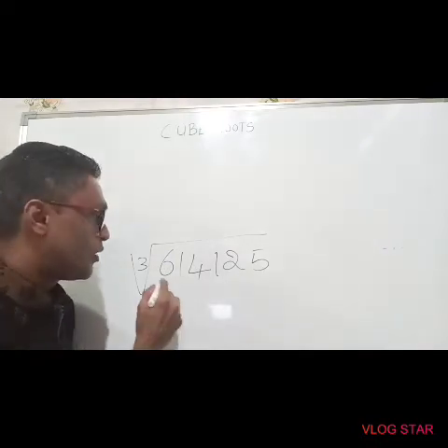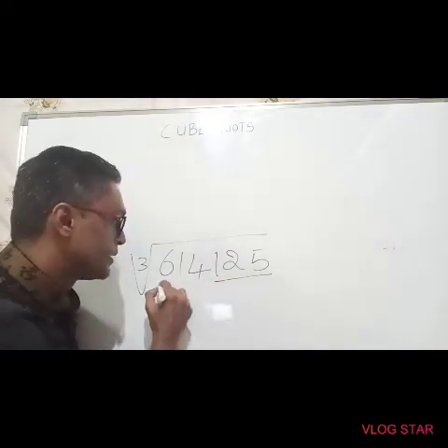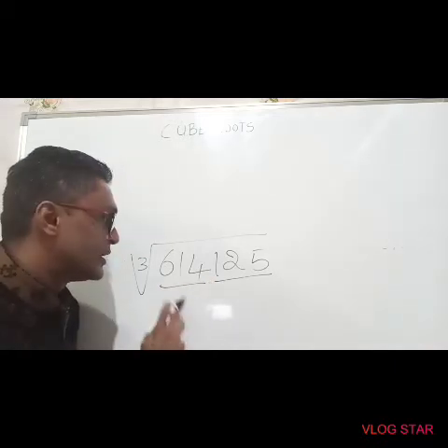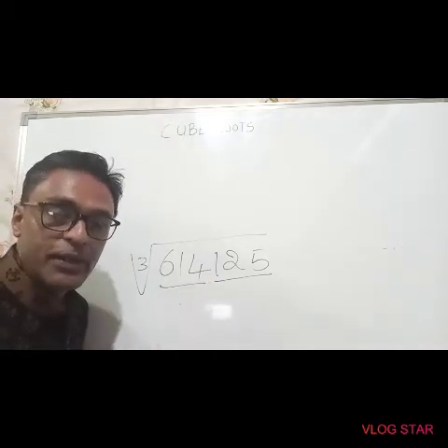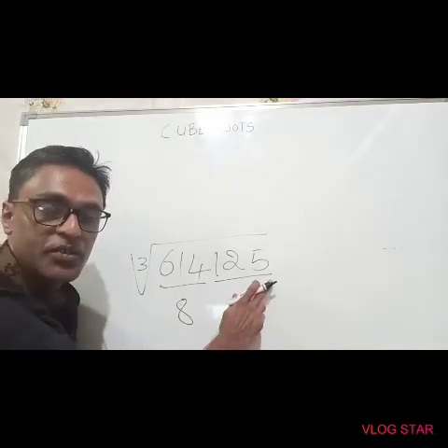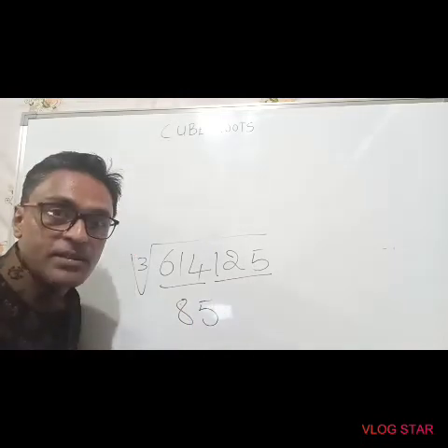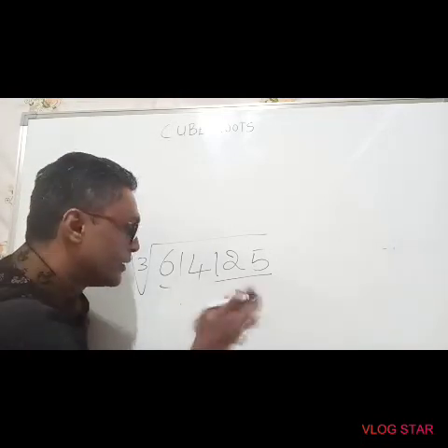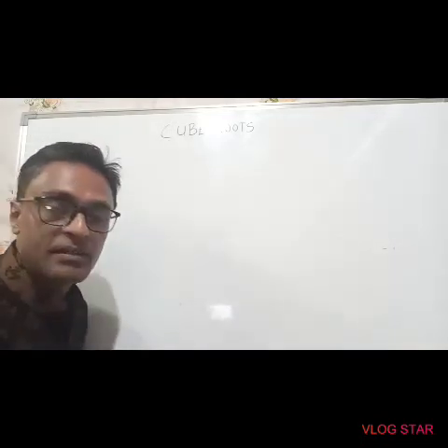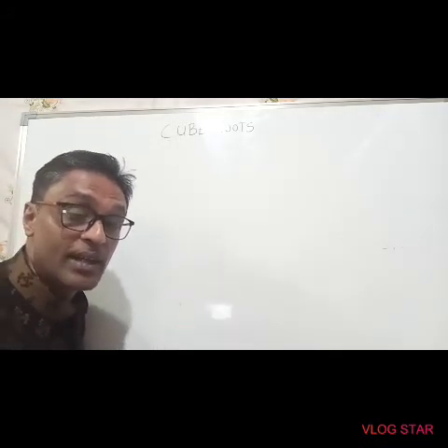You want the cube root of 614,125. 125 is one group, 614 is another group. 614 comes between 8 cube and 9 cube. The answer starts with 8. Last number 5, cube is 125, ends with 5. The answer is 85. That's all. Now you can tell the cube root of any number in just 2 to 3 seconds. No paper, no pen required. Take another example.